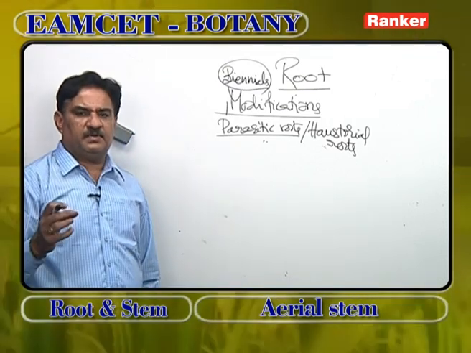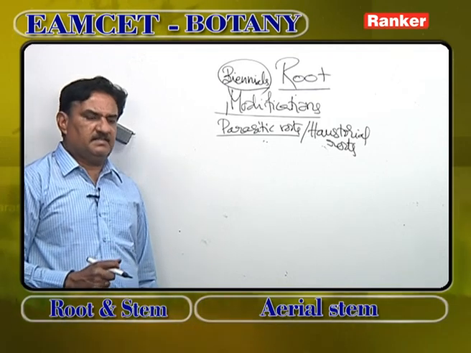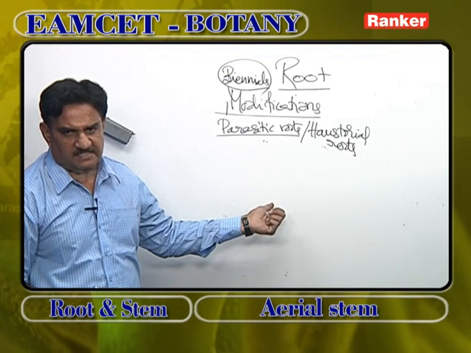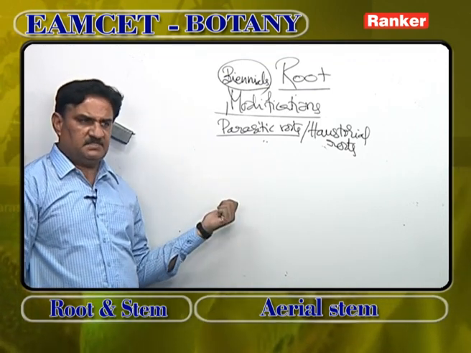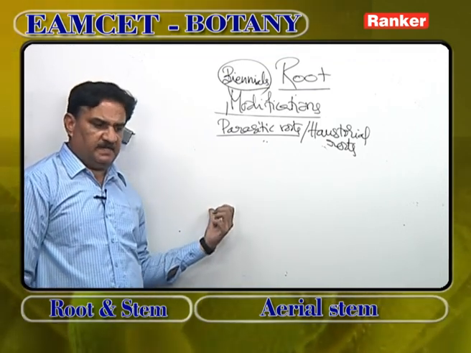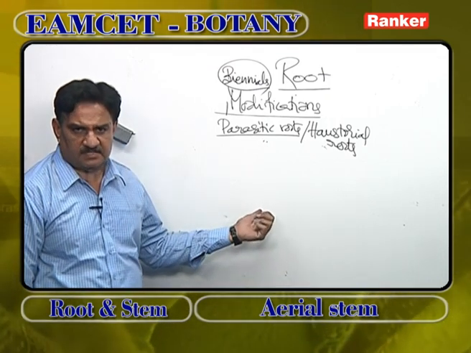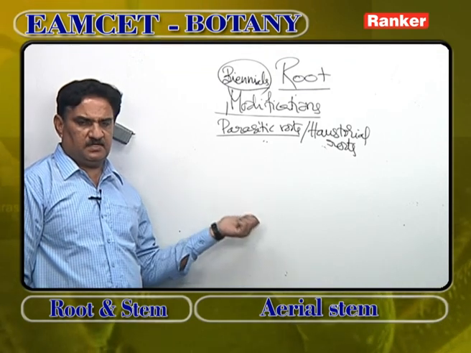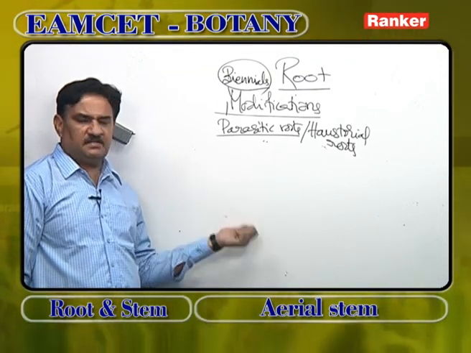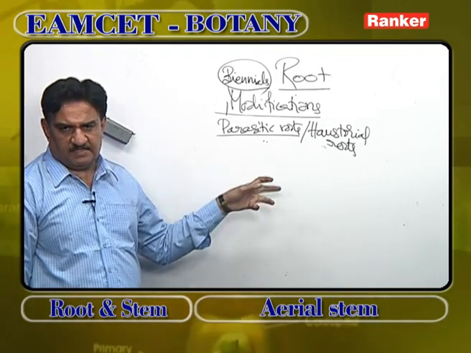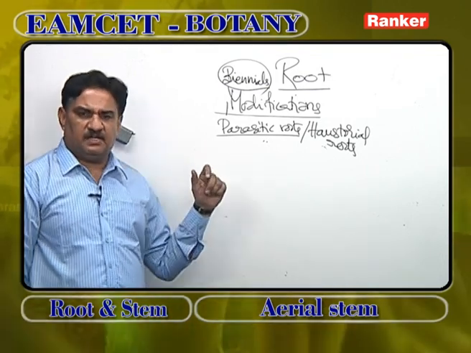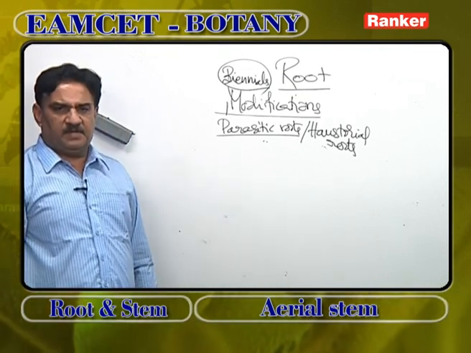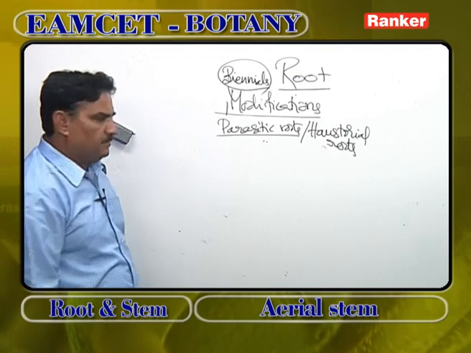Depending on the components obtained from the host, parasitic plants are divided into two types: complete parasites, and incomplete or partial parasites. A complete parasite is one which is non-green, where haustoria are connected to both xylem and phloem, and which depends on the host for water, minerals and food. Incomplete parasites are green in color. Their haustoria are connected only to xylem because they can synthesize their own food material. They depend on the host only for water and minerals.